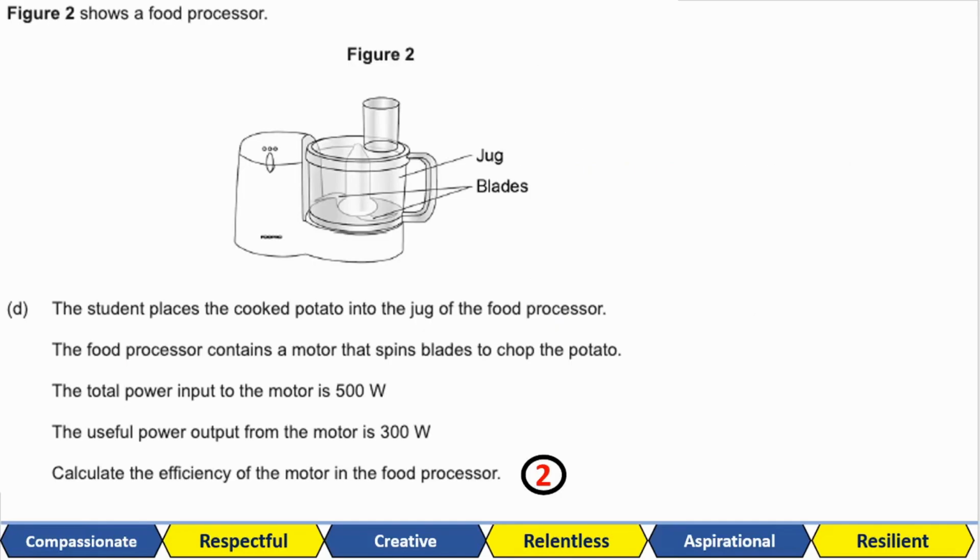Figure 2 shows a food processor. The student places the cooked potato into the jug of the food processor. The food processor contains a motor that spins blades to chop the potato. The total power input in the motor is 500 watts. The useful power output of the motor is 300 watts. Calculate the efficiency of the motor in the food processor.